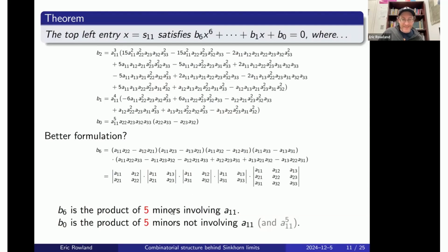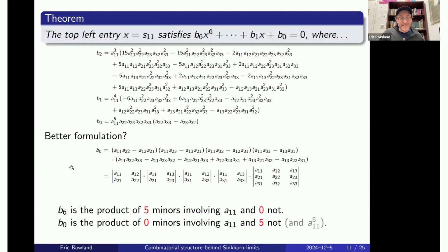So first, I want to rewrite this in a slightly different way. B6 is the product of 5 minors that do involve A11 and 0 minors that don't. And B0 is a product of 0 minors that do involve A11 and 5 that don't. Now we're closer to interpolating from B0 to B6. The problem is that here we're going from 0 to 5, and we really need another index in there.